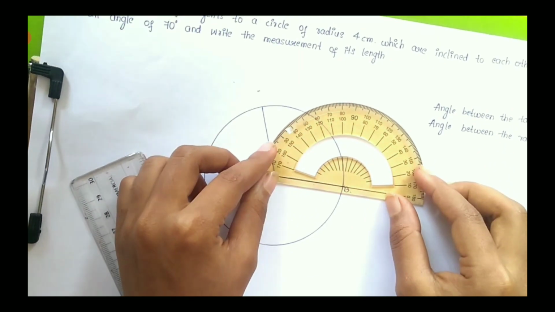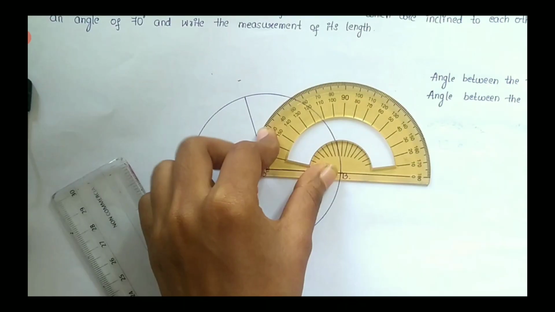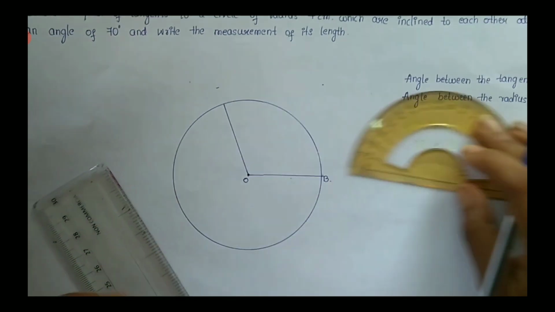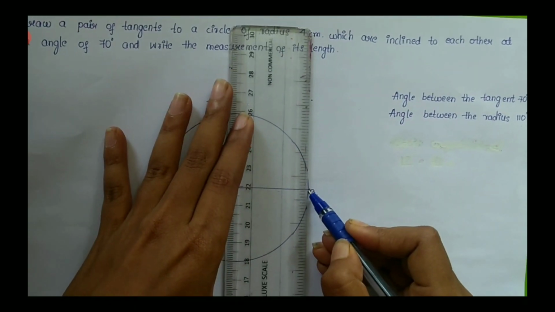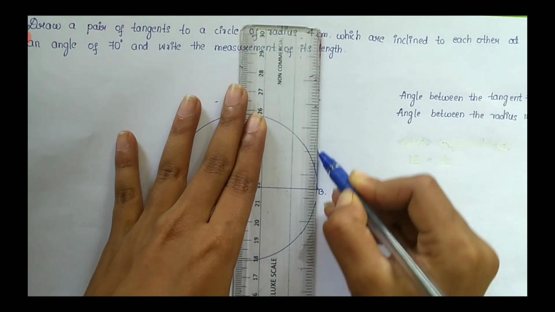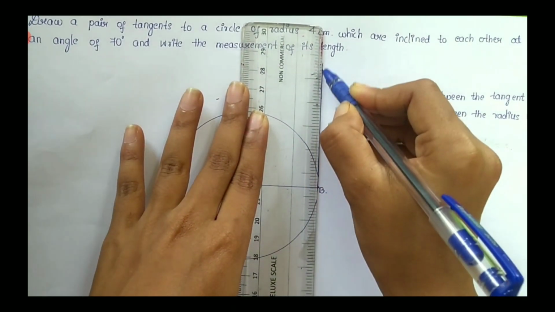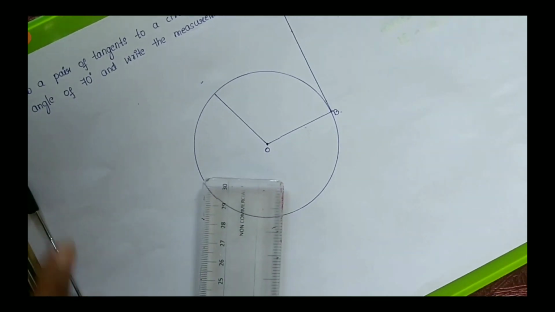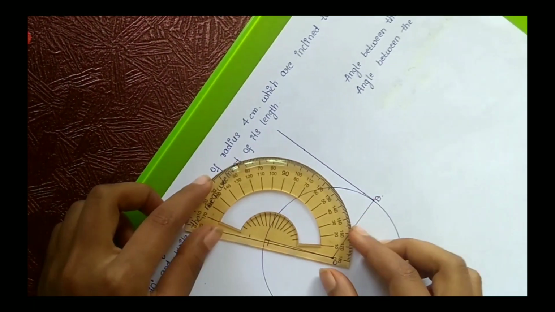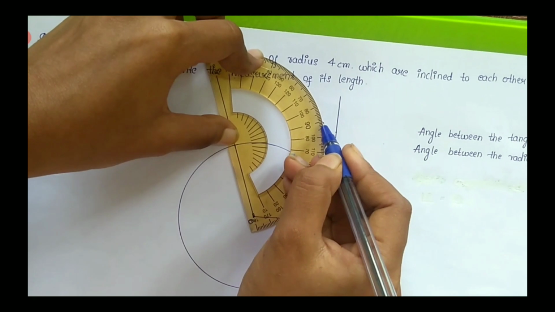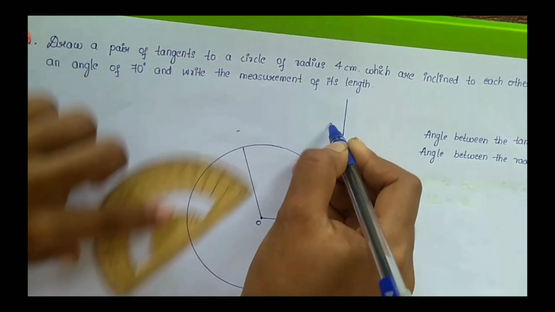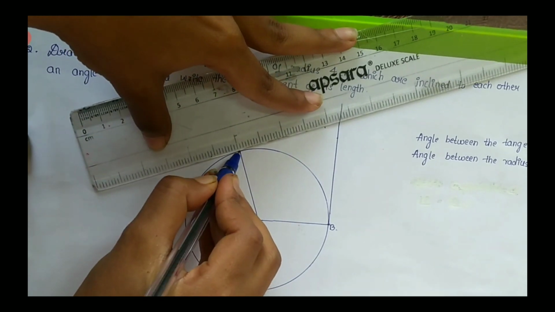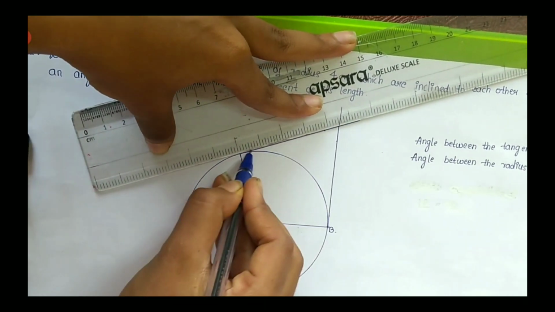And at point B, measure a 90 degree angle. As the radius is perpendicular to the tangent, you get one tangent at point B. Again you get one more tangent, that is, here you get the other tangent.